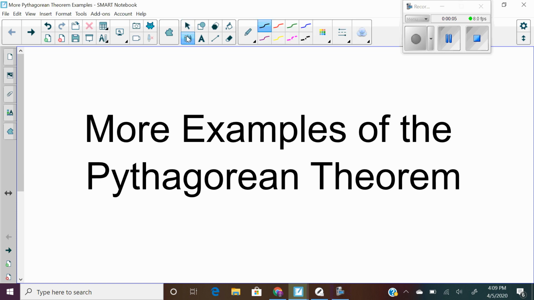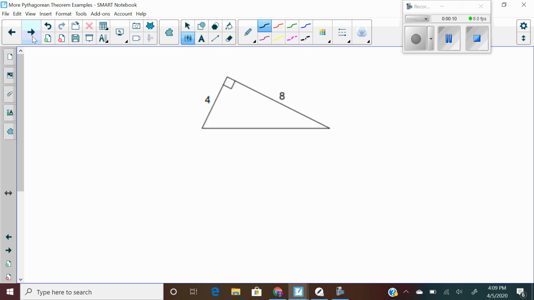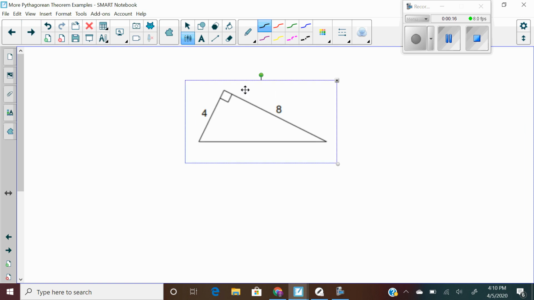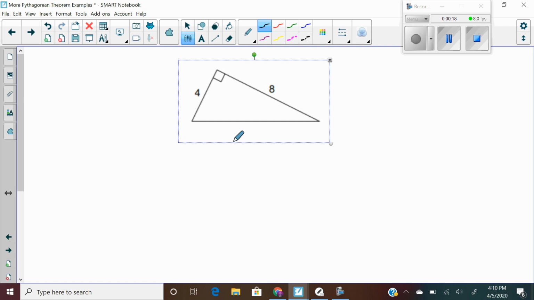Here's some more examples of the Pythagorean theorem and how to formally set up the equations. So in this problem, we're trying to find the hypotenuse, which is c. The reason that we know it's the hypotenuse is because it's directly across from the right angle. So I know that c will be directly across from that right angle.